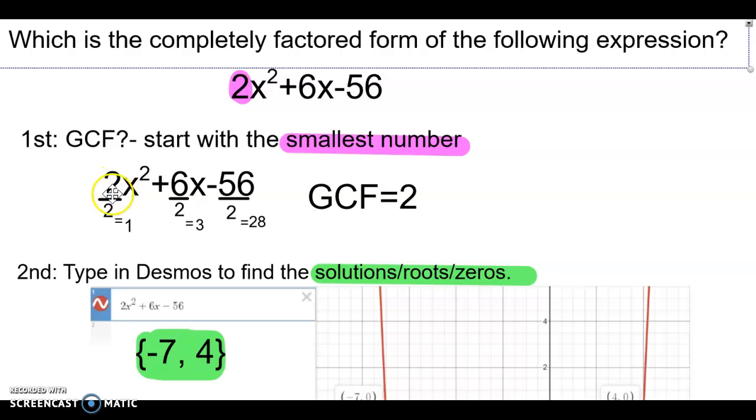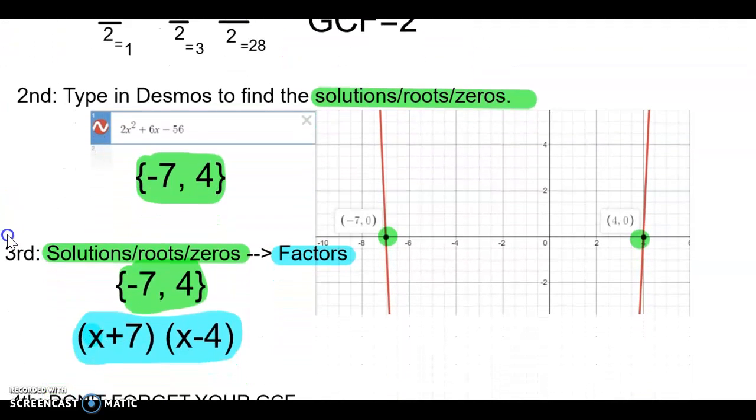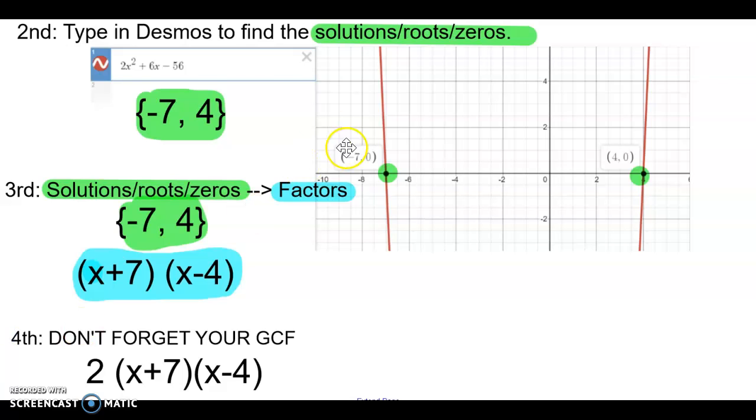So I can see here that 2 divided by 2 is 1. 6 divided by 2 is 3. 56 divided by 2 is 28. So because 2 goes into all of these numbers, it's the biggest number that can go into all of these numbers, 2 is my GCF. The next thing that you do is you type your problem in Desmos to find your solutions, roots, or zeros.